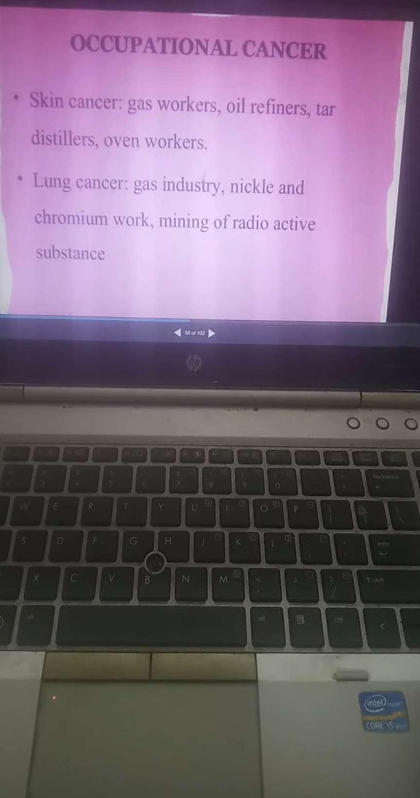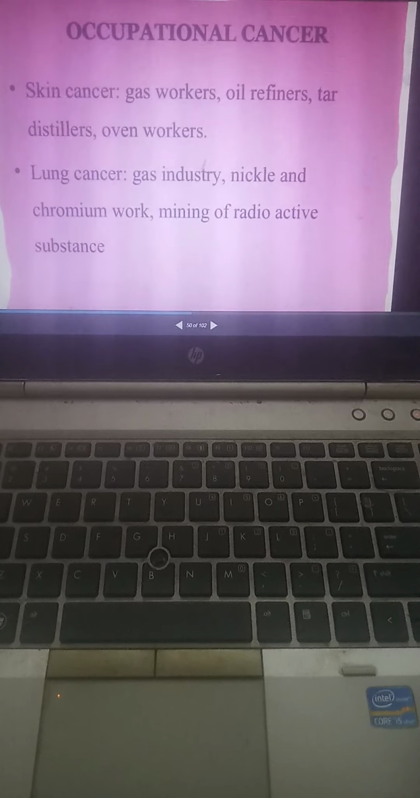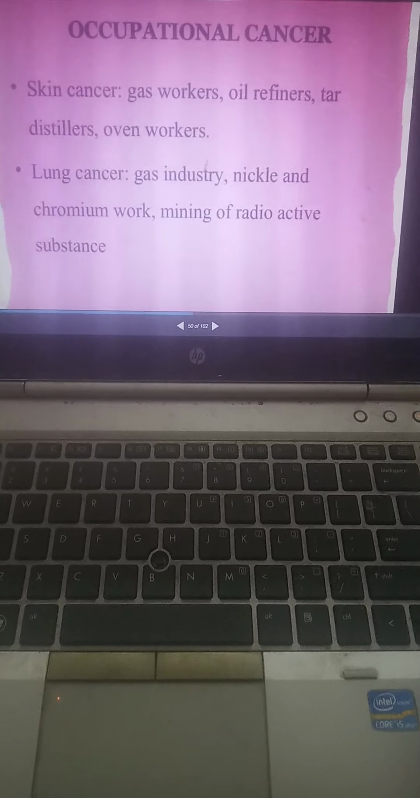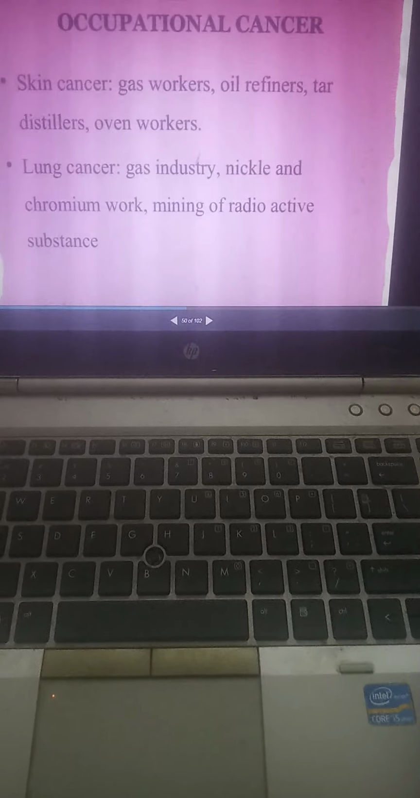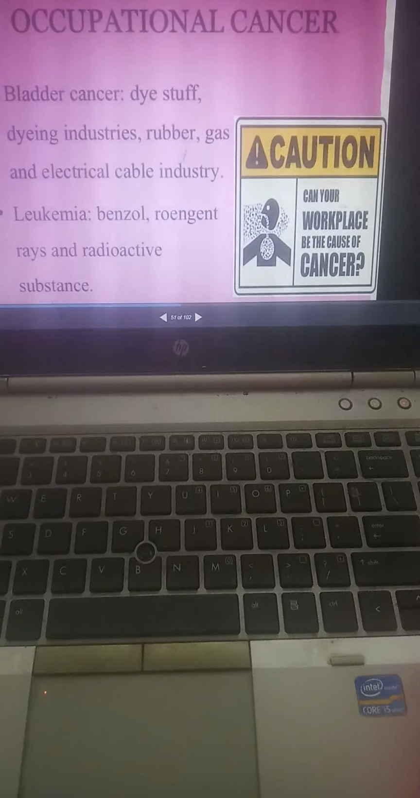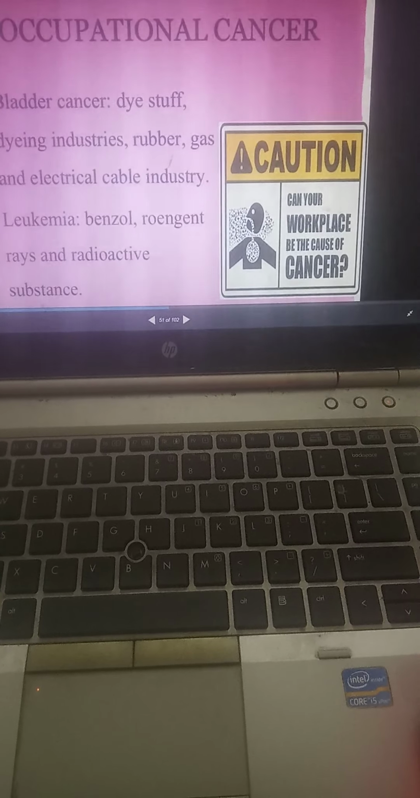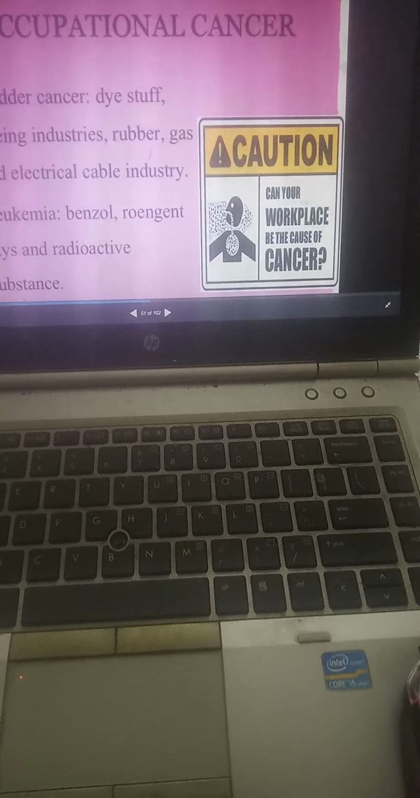Now, next thing with us is occupational cancers. We have skin cancers in gas workers, oil refineries, tar distillers, oven workers. Then we have lung cancers in the gas industry, nickel, chromium work, mining of radioactive substances. We have bladder cancer in dye factories, dyeing industries, rubber, gas, electrical cable industry, etc.